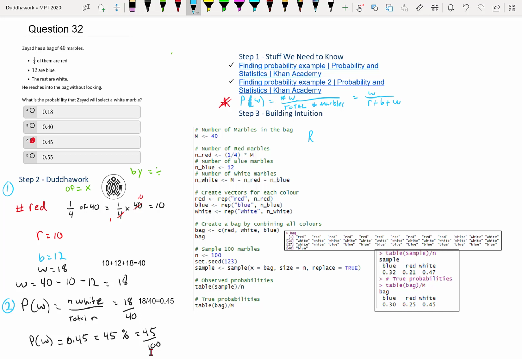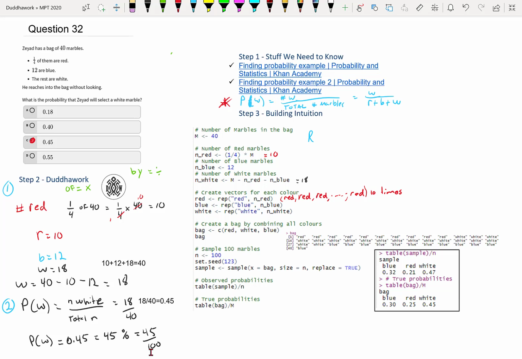So what I did is I put the number of marbles to be M, and that's 40. And then I do the number of reds, that's a quarter times M, so a quarter times 40, so really that's just 10, right? So that's 10, and then that's 12. And then the number of whites is 18. So here I just do red, that repeats it 10 times. So really that just says red, red, red, all the way to 10 times. And then this is blue 12 times. And then this is white 18 times. So when you see our bag here that I just combined, these are all the marbles. And you should see red 10 times, white 18 times, and blue 12 times.